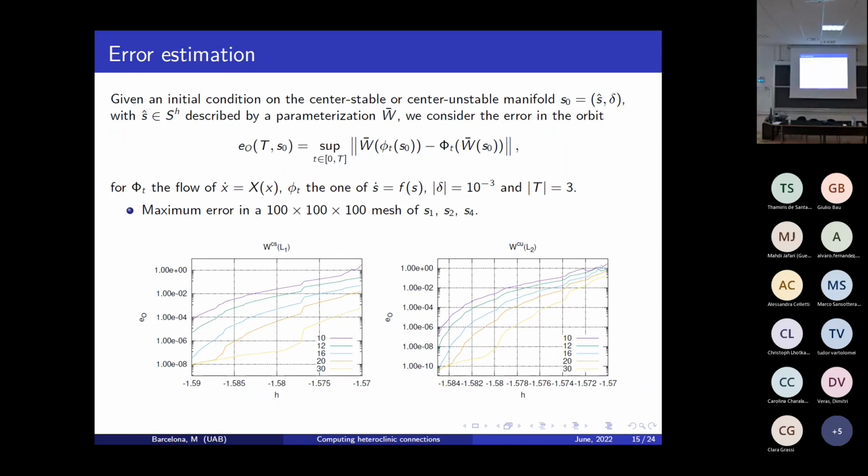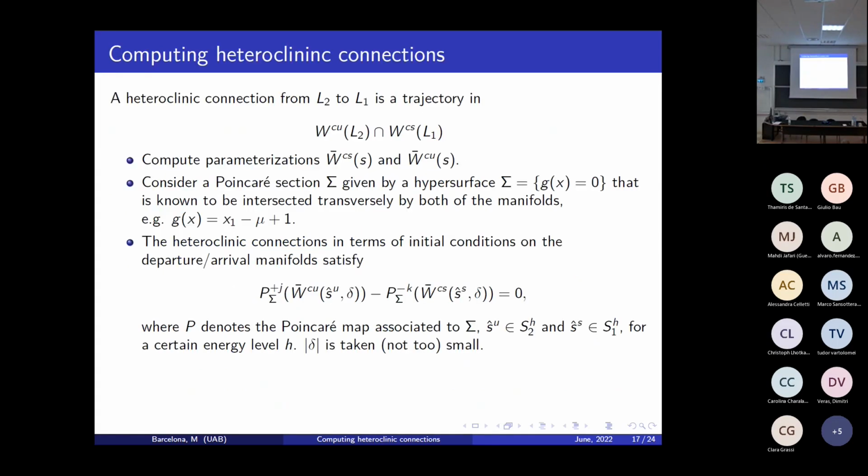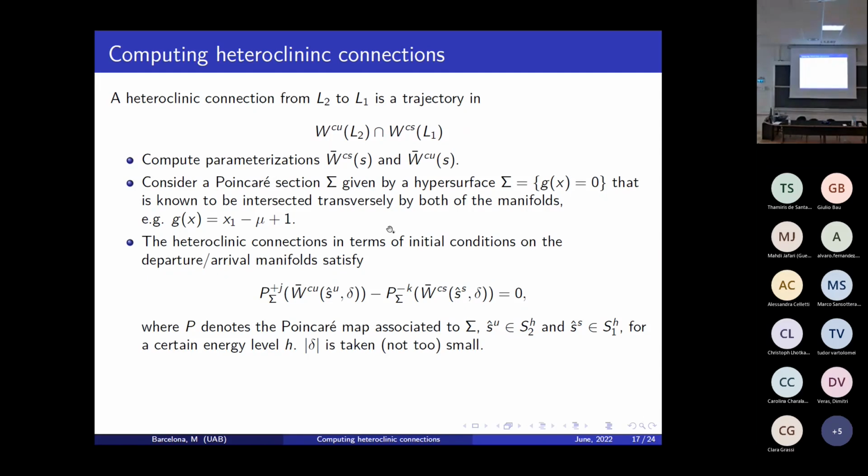So with this methodology, we can now compute this heteroclinic connection between center manifolds. So as we know, a heteroclinic connection from L2 to L1 is a trajectory that is the intersection between the center stable and center unstable manifold. So what we first do is to compute the parameterization for each one of these manifolds, and we compute isoenergetic slices for each one of these parameterizations, as we said before.